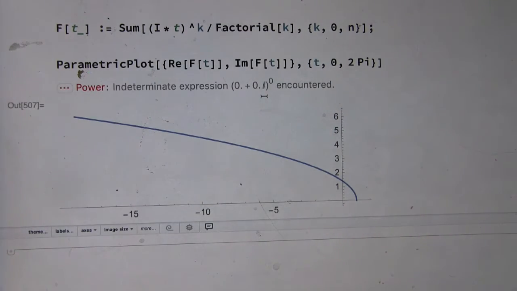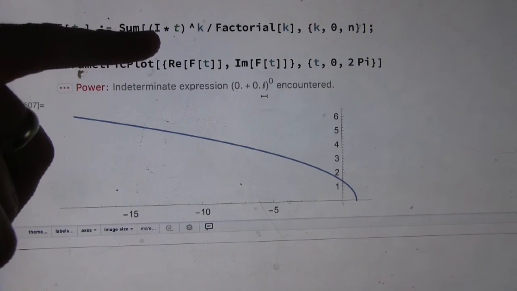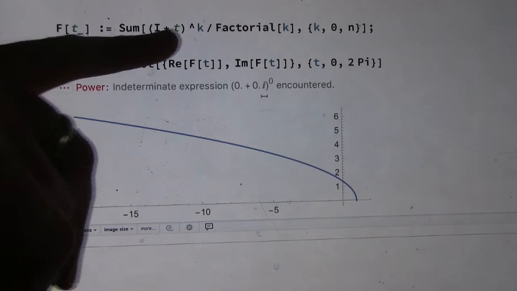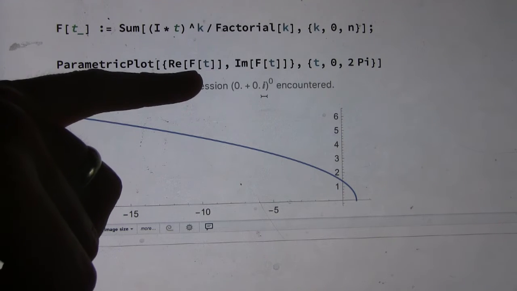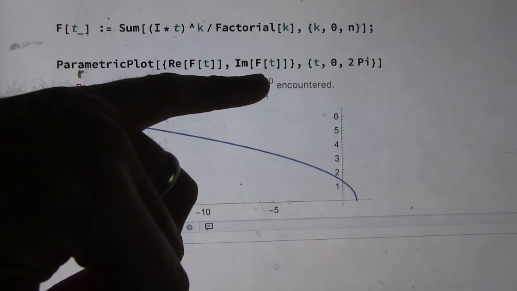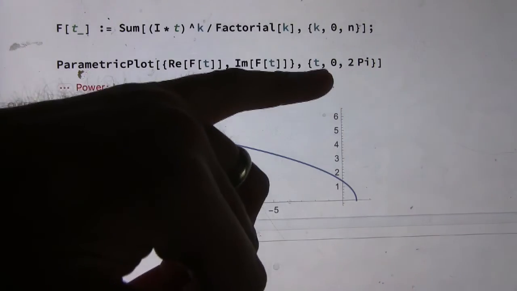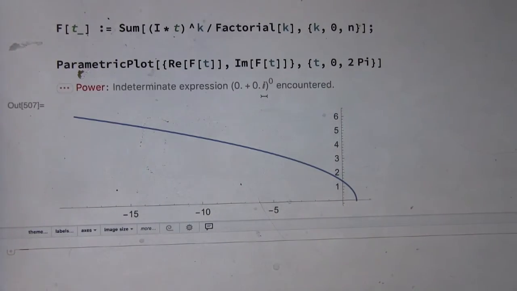So when n equals 2 here, what is my Taylor series approximation for e to the x? 1 plus x squared over 2. That's right. So I go up to the x squared over 2 term, except here I'm doing it, t I said, over 2. And then I did a parametric plot where the x coordinate was the real part of f of t, and the y coordinate was the imaginary part of f of t. For now I'm looking at t going from 0 to 2 pi. So here's our approximation with n equals 2.